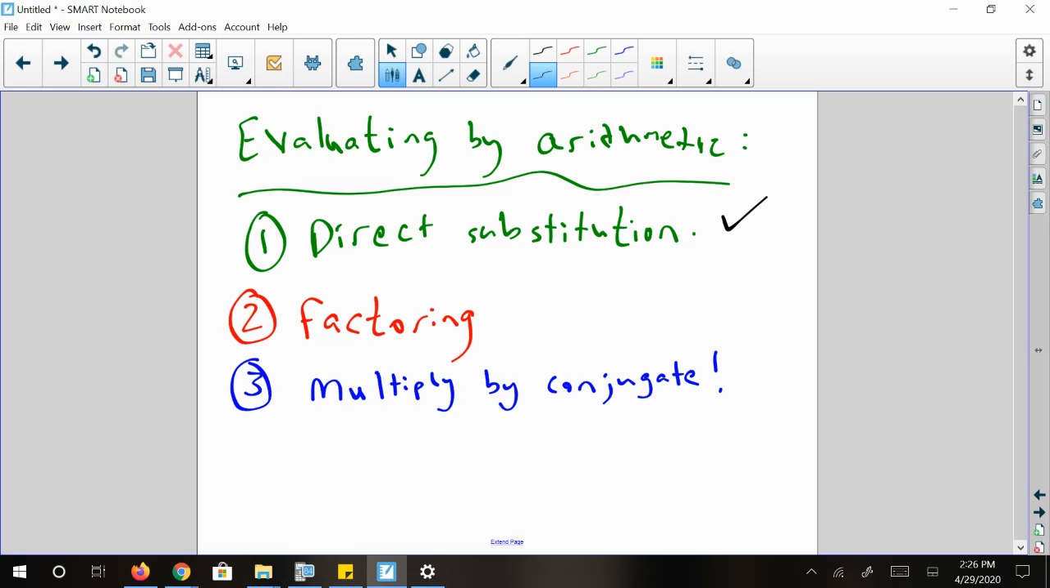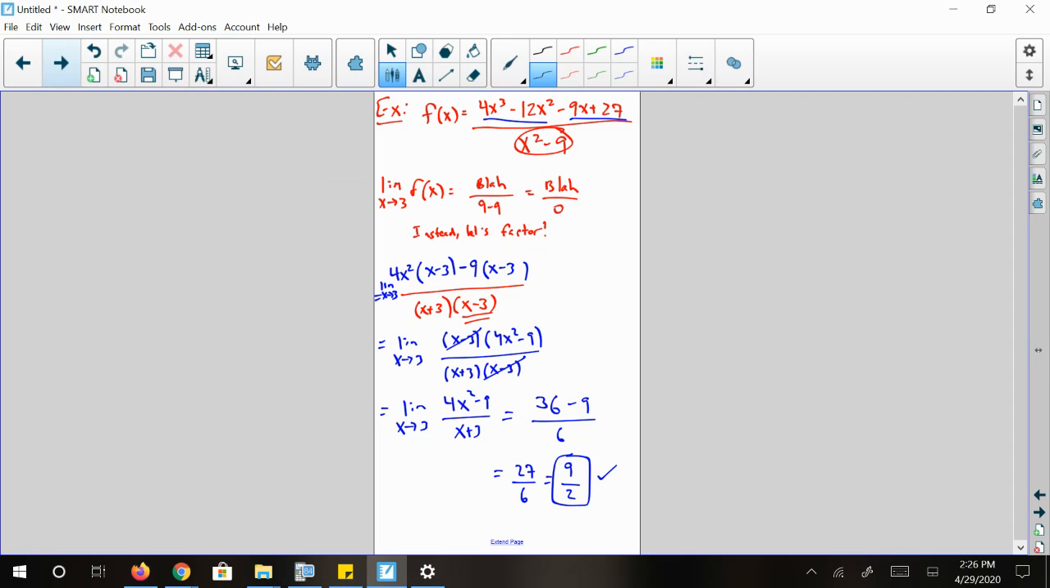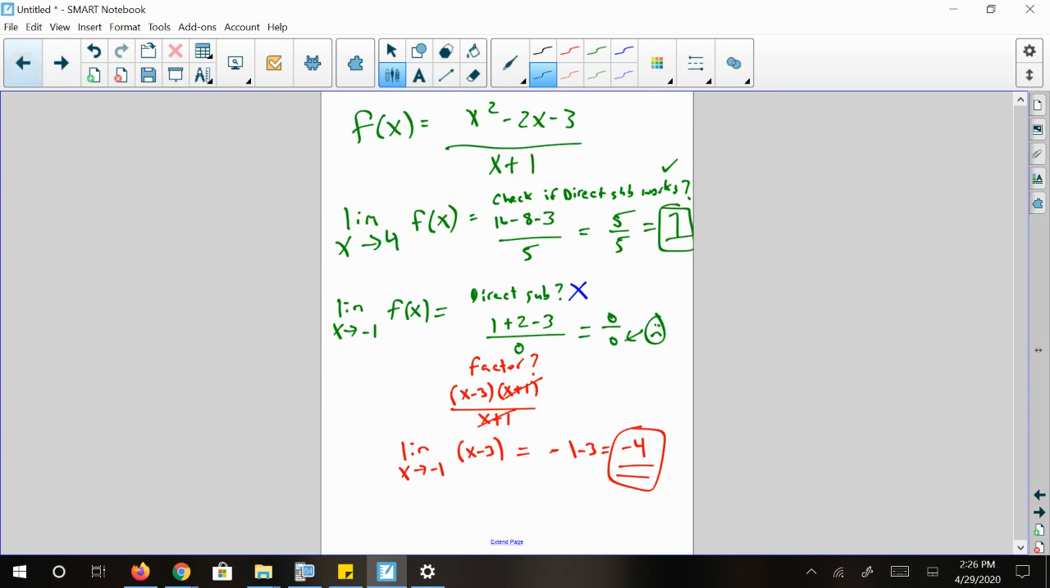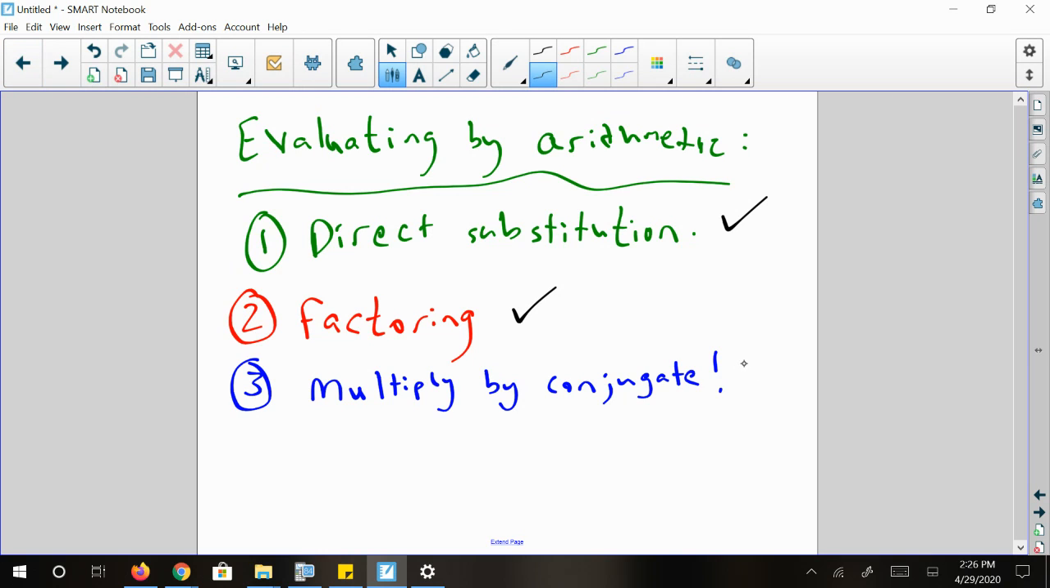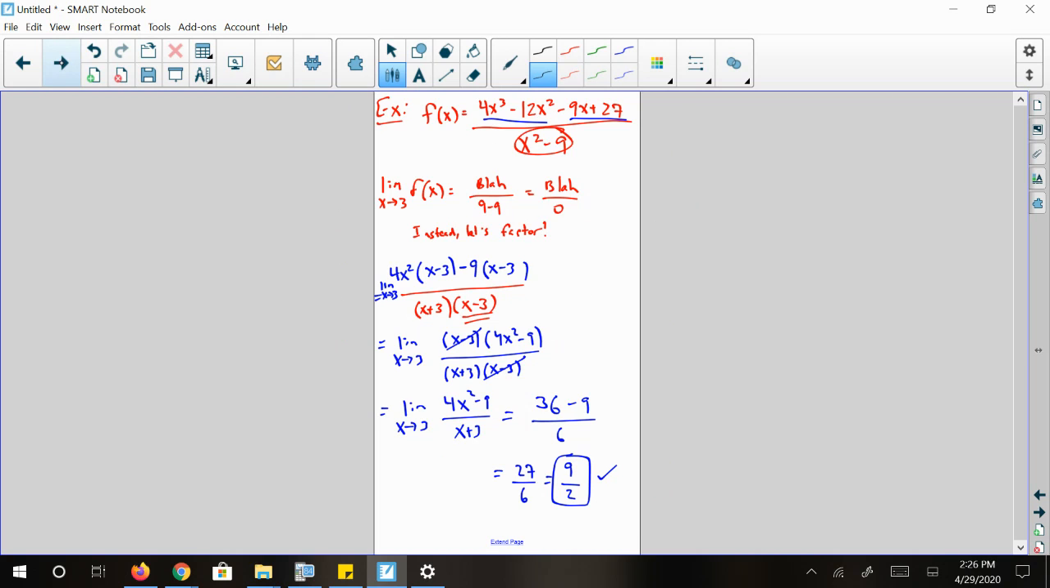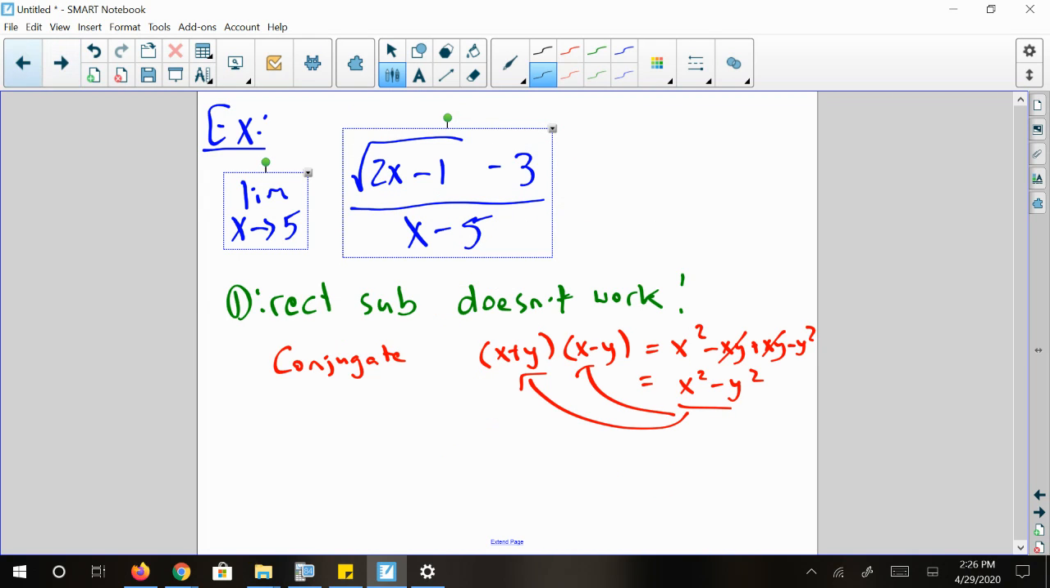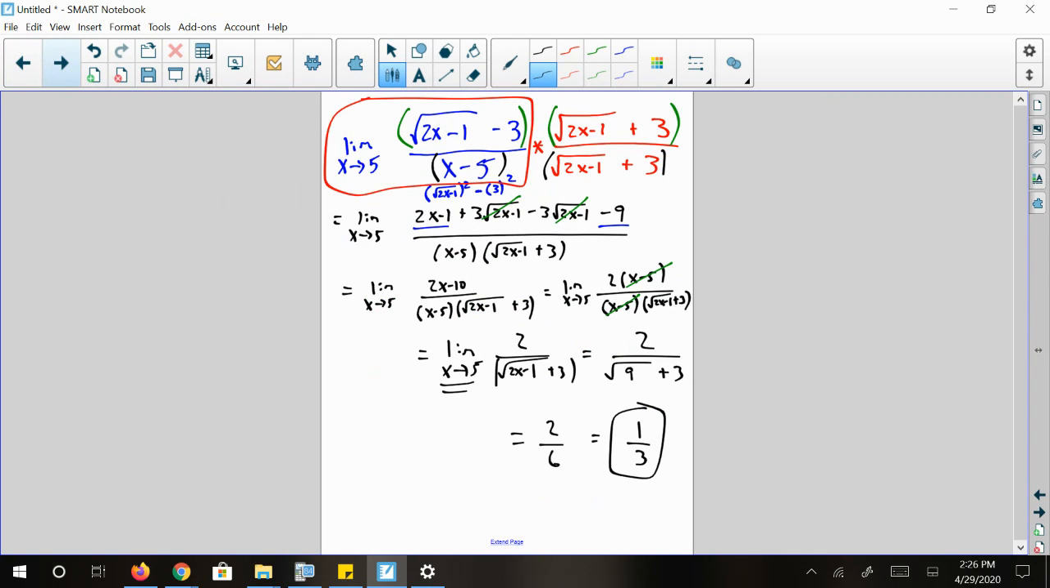And if you happen to see something that has a square root, you can try the strategy of multiplying by the conjugate. That often helps us break up the square root, get rid of the square root, and then get rid of the factor that makes us divide by 0, thus eliminating the ability to use direct substitution initially. But once we get rid of that factor, then we can use direct substitution. So those are a few more strategies for evaluating limits that we can add on to what we were doing the other day by either graphing or looking at a table to help us evaluate.